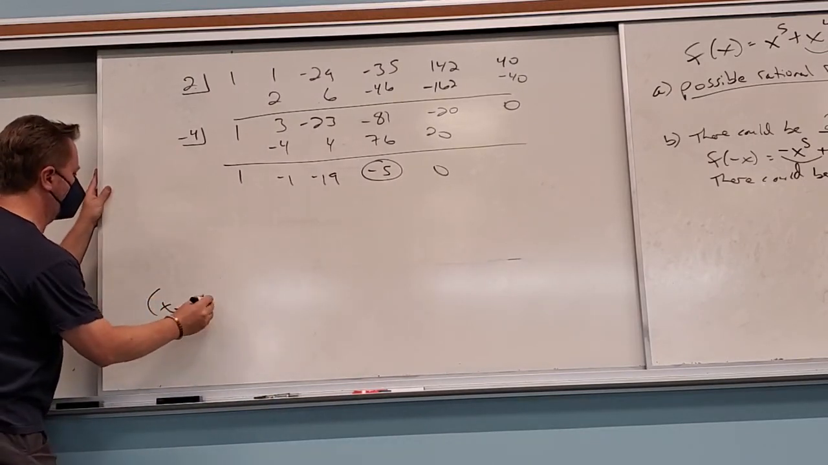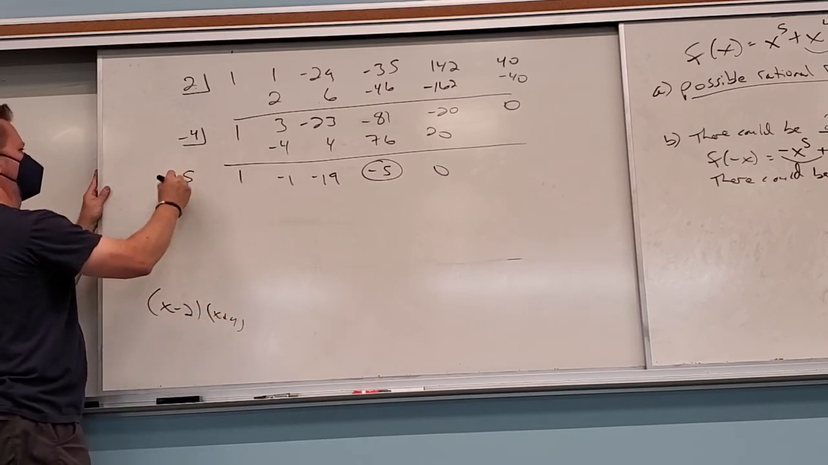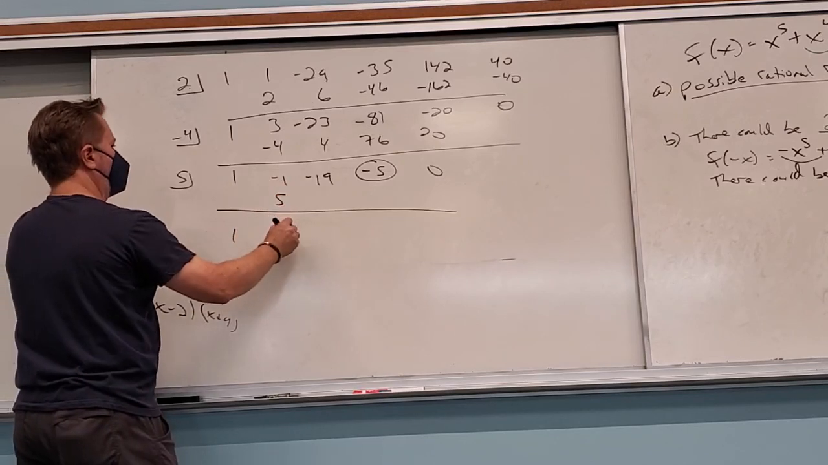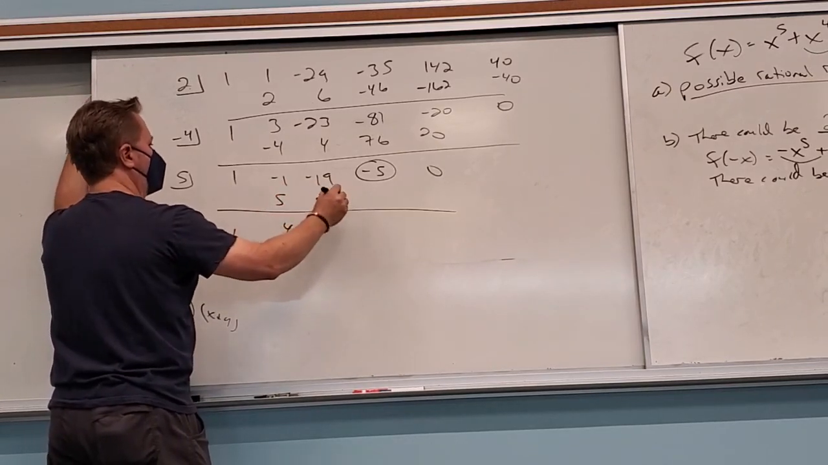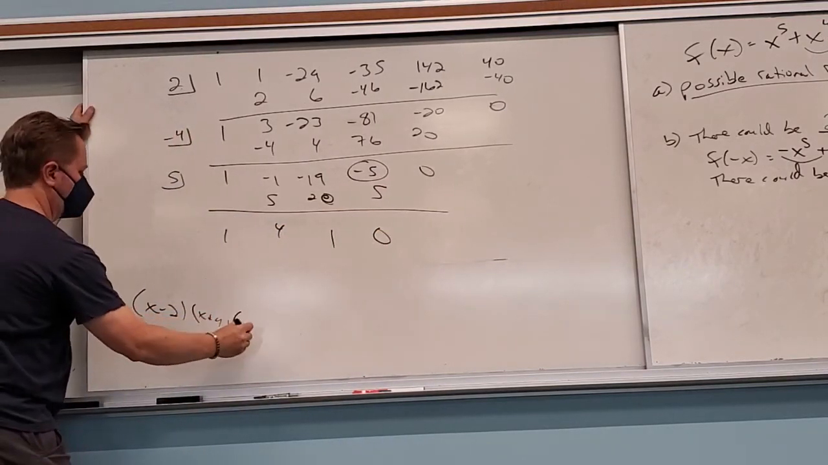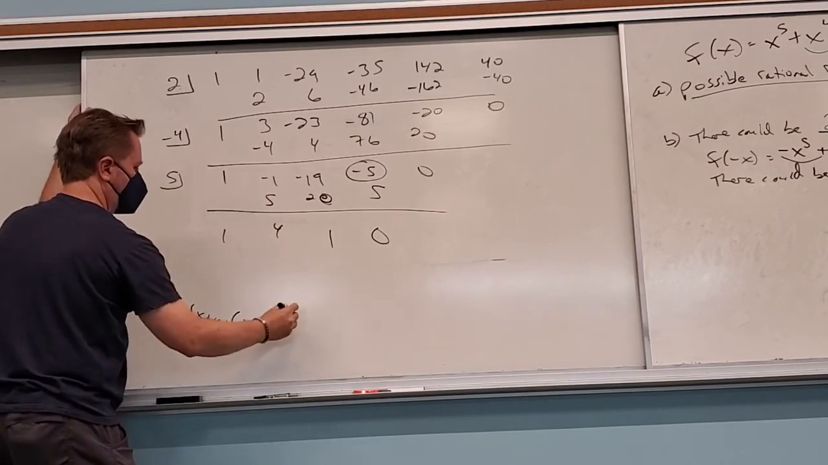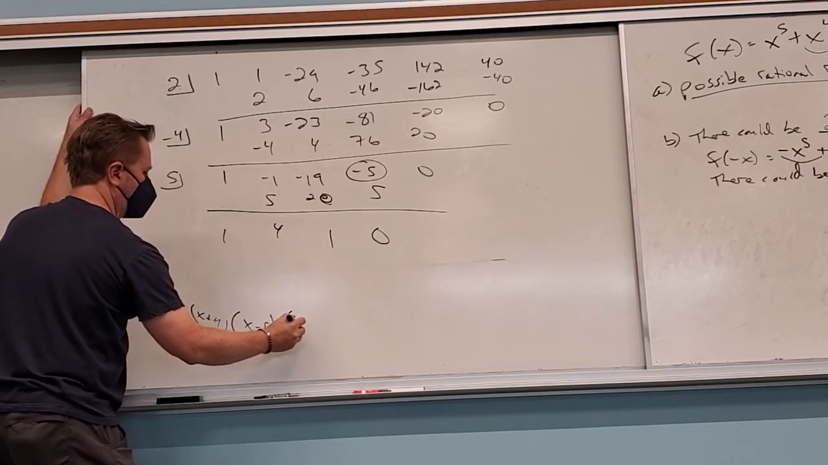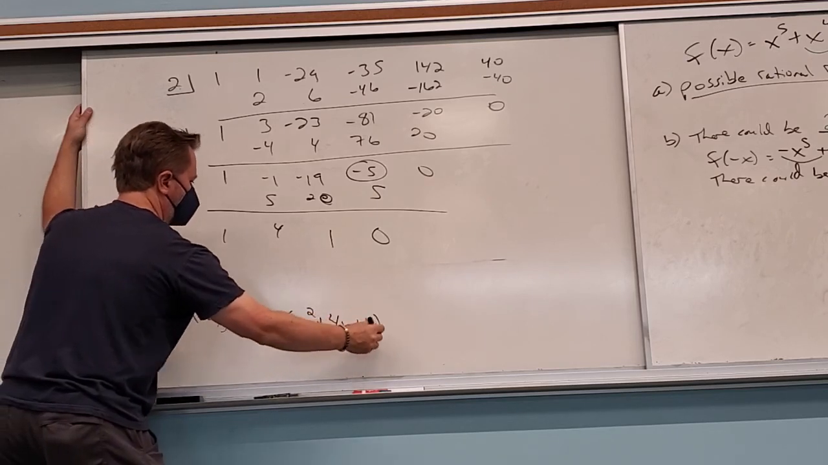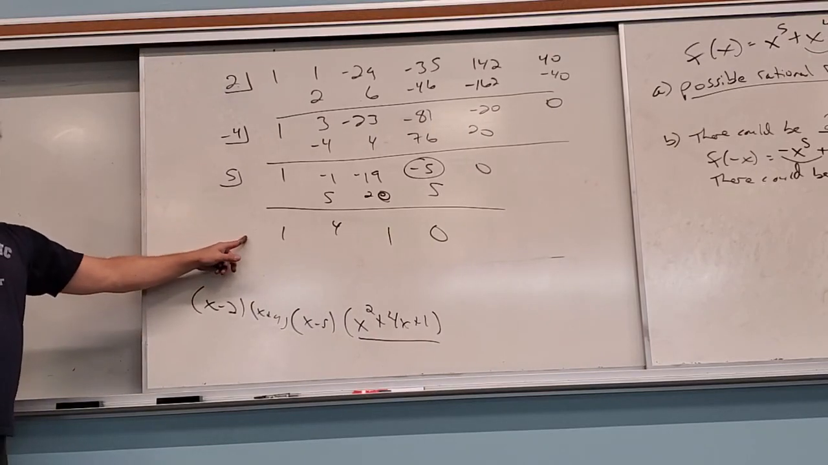So what do I have so far? X minus 2, x plus 4. And you said that 5 works? Yeah. 1, 5, 4, 20. 1, 5, 0. So what else do I add here? And what's this? Can you guys see that that wouldn't factor? So there's no reason I would try to synthetically divide.